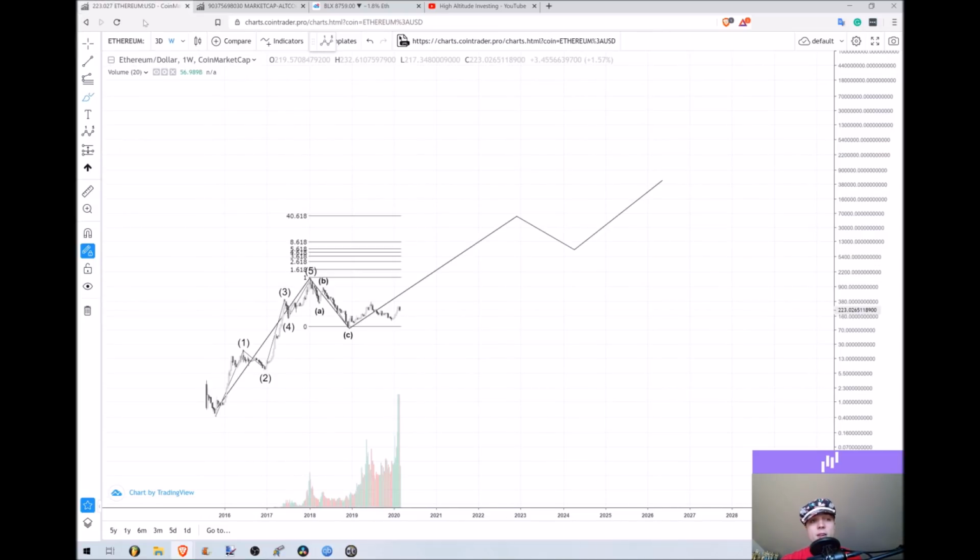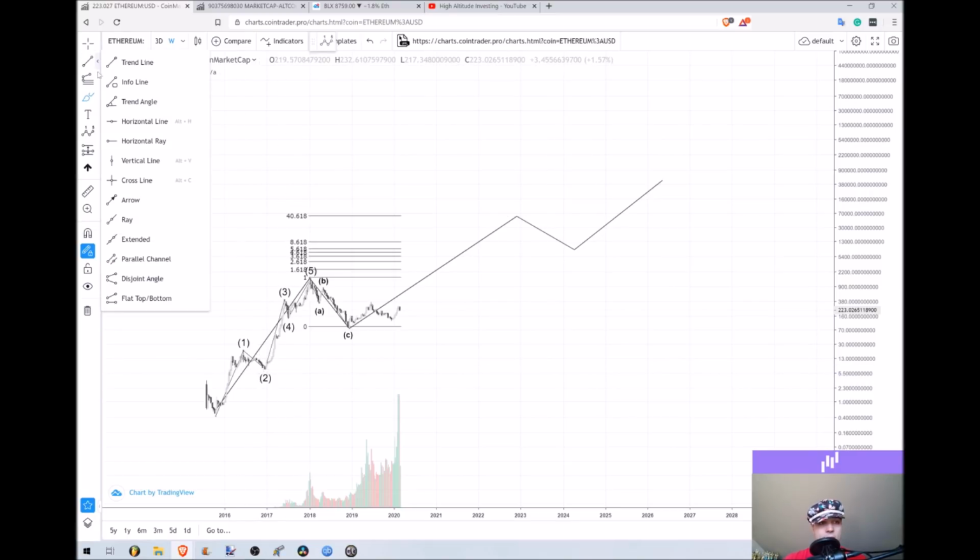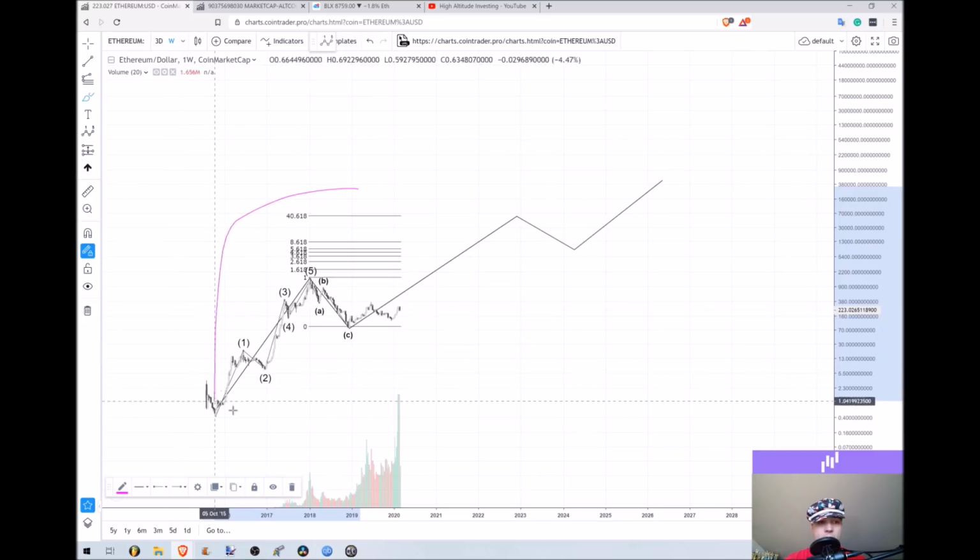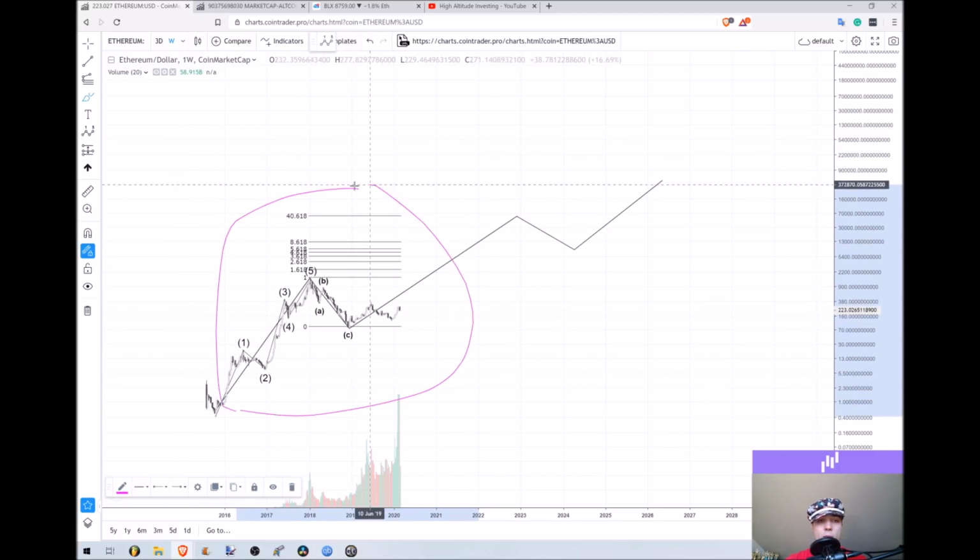And finally, you guys, this is Ethereum. This is the one that has really shown the most profit potential in this fractal comparison that I'm showing you guys today. Because Ethereum, you guys, this whole cycle right here in Ethereum is a 1 wave.